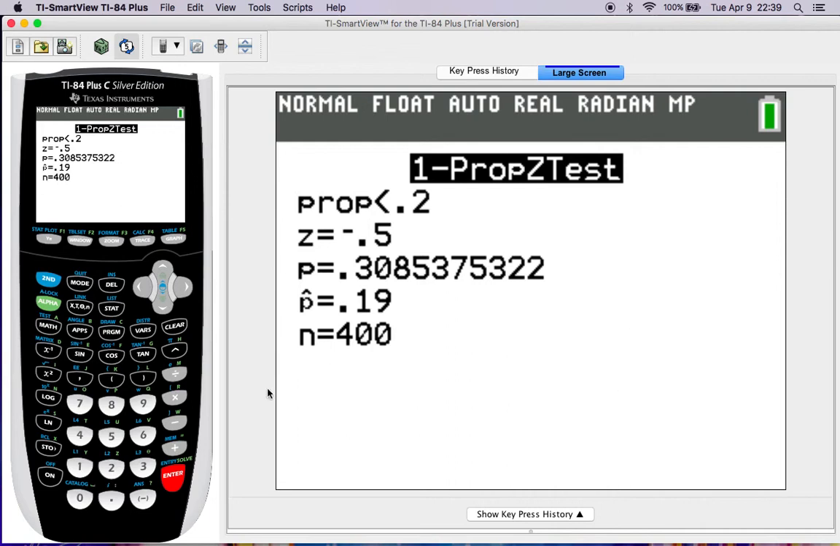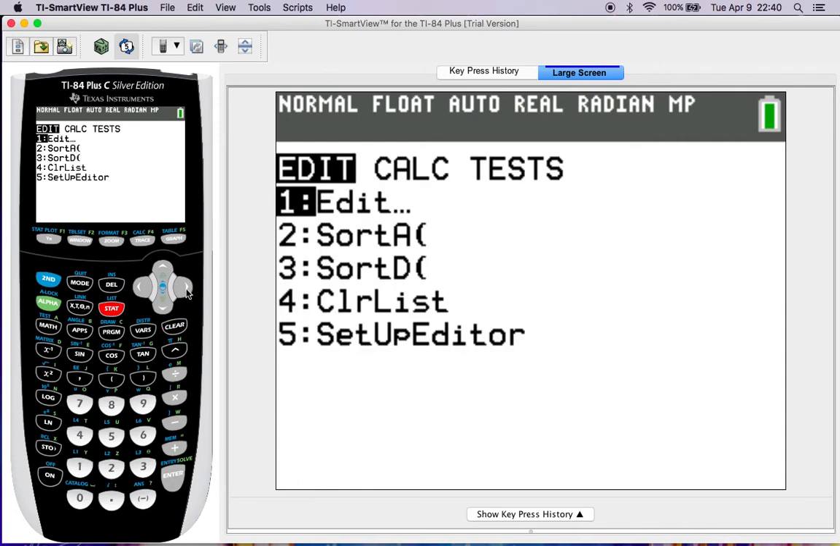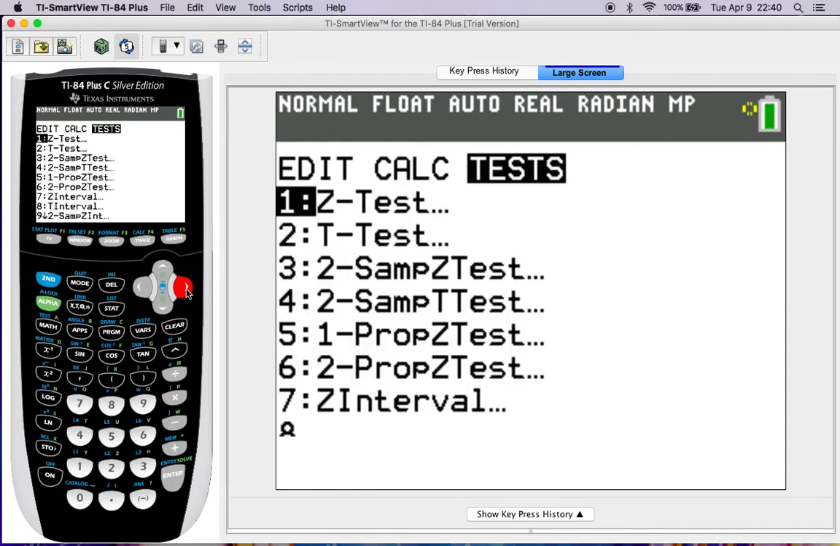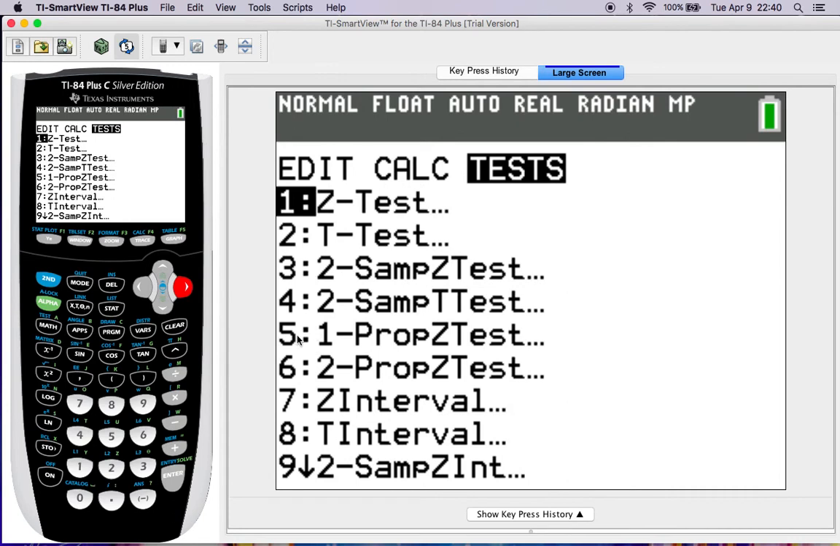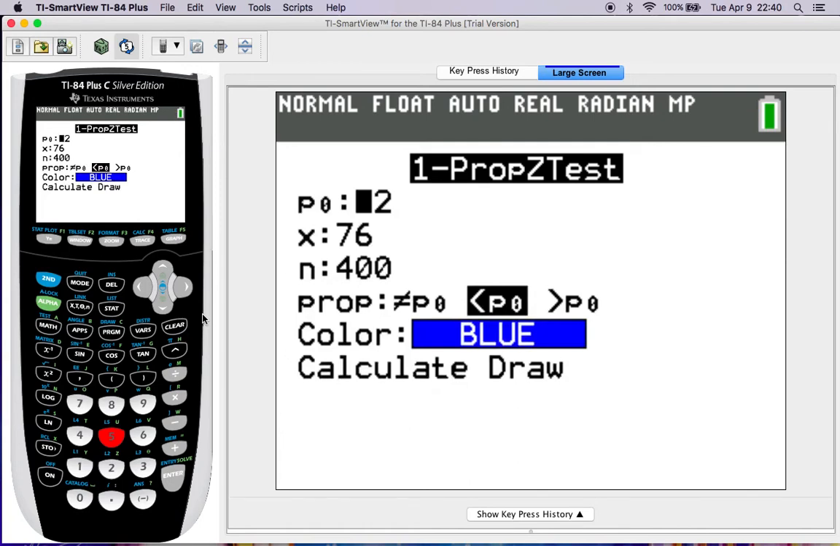Okay, so let's look at the second example. The second example was looking at the proportion of students that are prepared for college algebra. I'm going to hit clear just to get rid of the previous stuff. I'm going to hit stat, arrow over to tests, and go to the 5th option, which I can get to quickly by just hitting the number 5. It pulls me straight into that 5th option.